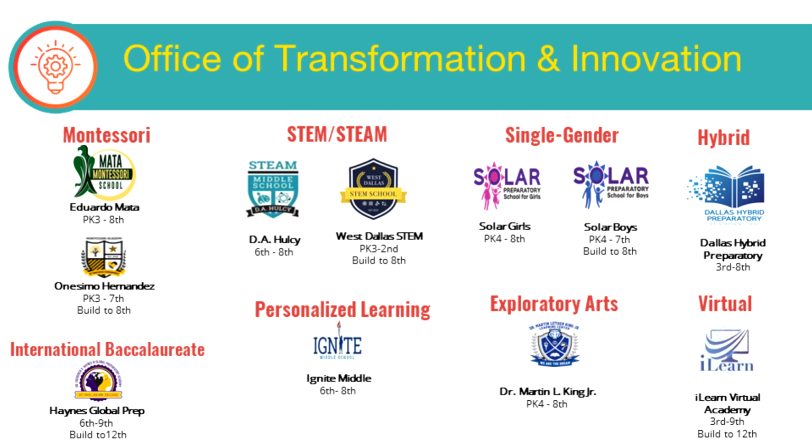Moving on to our personalized learning options, which put students in the driver's seat of their own learning. Students at Ignite are self-directed learners who choose what, how, when, and where they learn. We have a personalized learning pathway that allows students to start at the elementary level and continue their personalized journey in secondary by attending Ignite Middle School and Ideal High School.